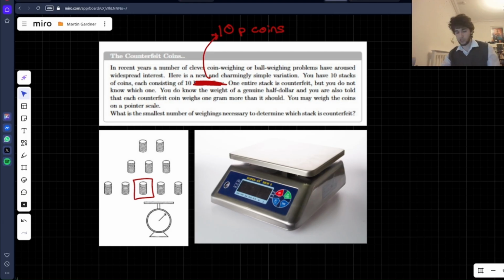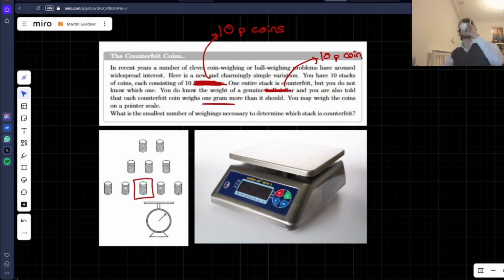And so you do know the weight of a genuine 10p coin. You're also told that each fake coin weighs 1 gram more than it should. It doesn't have to be 1 gram, but for this problem that's good, because you wouldn't be able to tell me that this object is 1 gram more than that one, so that forces you to weigh it. Maybe one of you can tell me that, but that isn't the point. The point is that in this problem you can't.